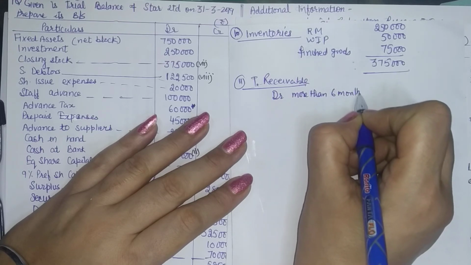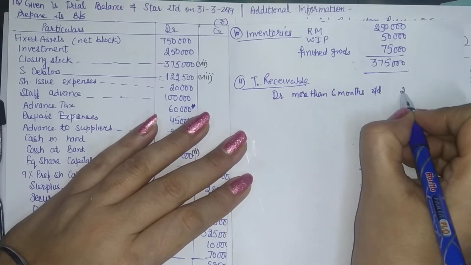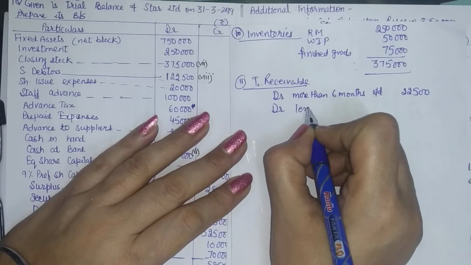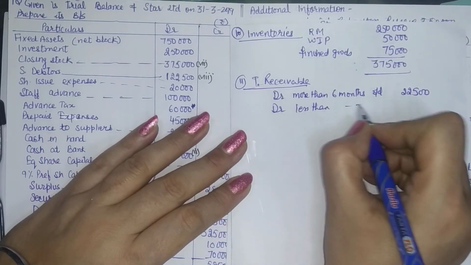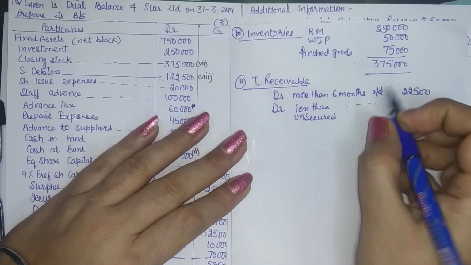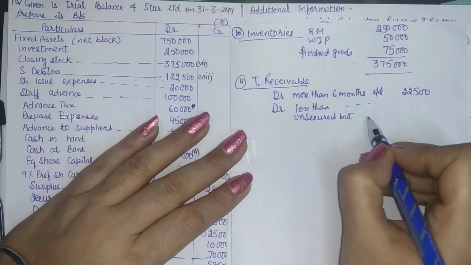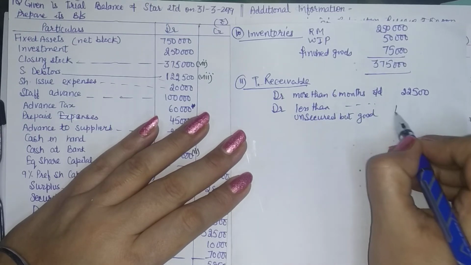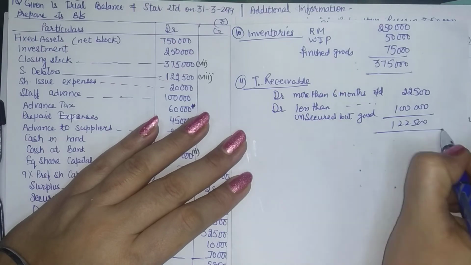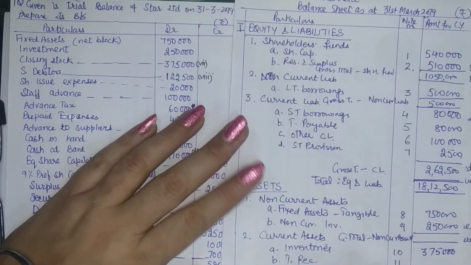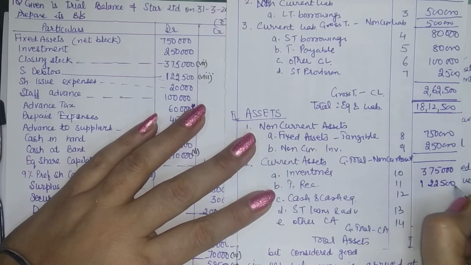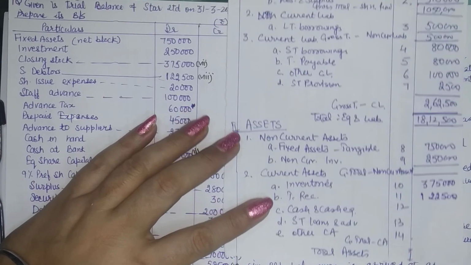So debts more than 6 months old, we need to give as a separate category. Debts less than 6 months old, secured or unsecured as is given. So this is given unsecured but good. So 1 lakh. So 1,22,500. There is no provision given. So we can note down 1,22,500. Then cash and cash equivalents.